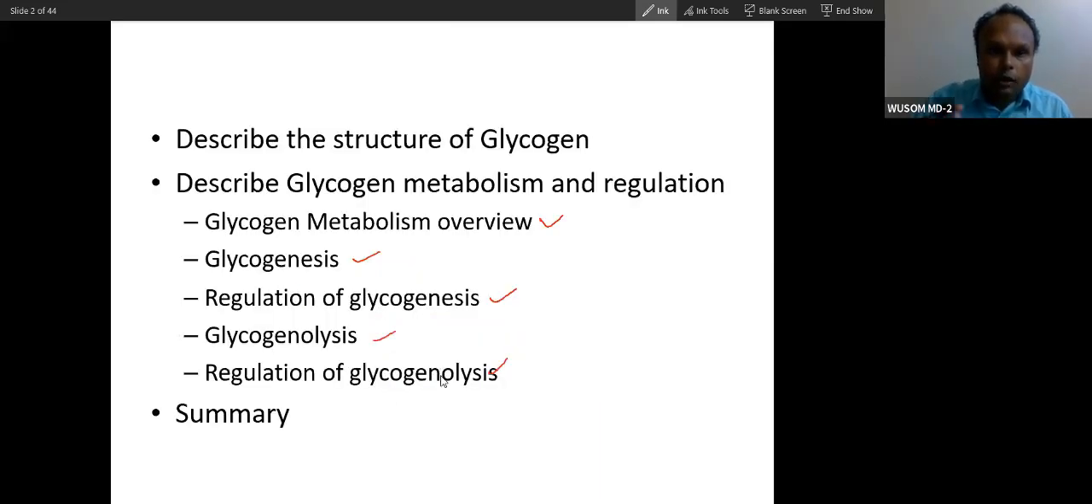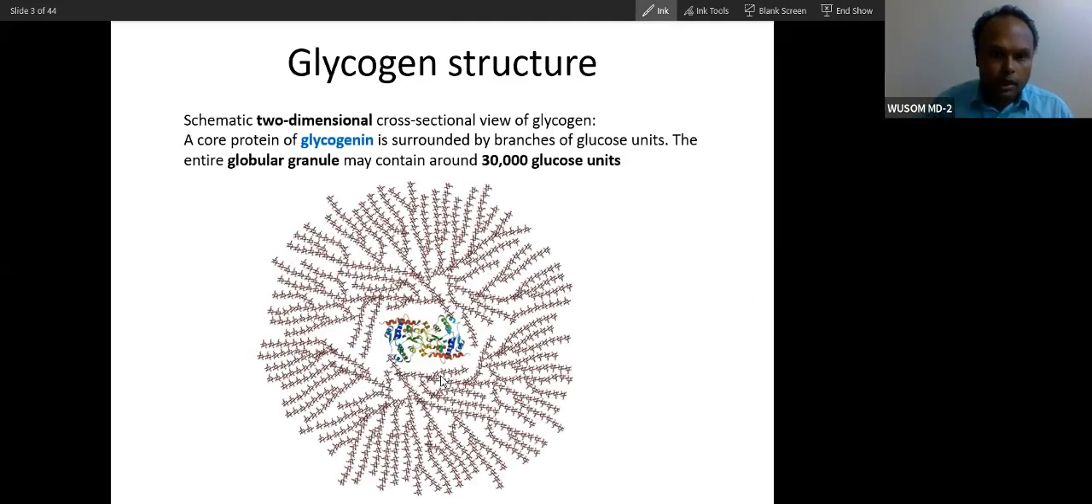Now let's start with the glycogen structure. As I have told you, this glycogen is a polymer of glucose. You can see small glucose units are there, and this is a branched polymer. So you can see branching like this. Can you notice here at the center there is one protein? This protein is called glycogenin protein.